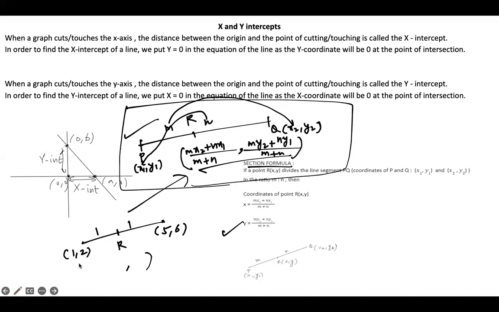Okay, so x2 is your 5. So 1 into 5 plus 1 into 1, upon 1 plus 1. That's 6 by 2, so 3. And for y, 1 into 6 plus 1 into 2, upon 2, that's 8 by 2, which is 4. So the coordinates are 3 and 4. 3, 4.